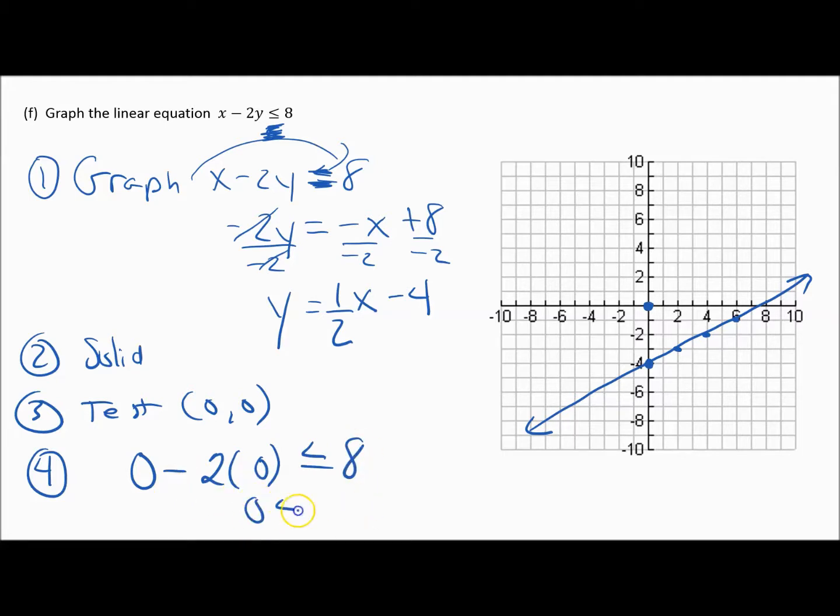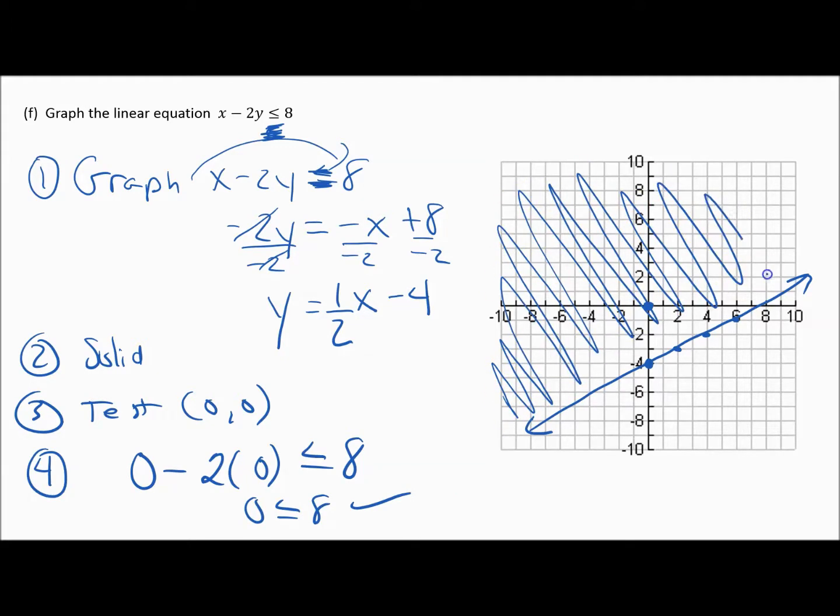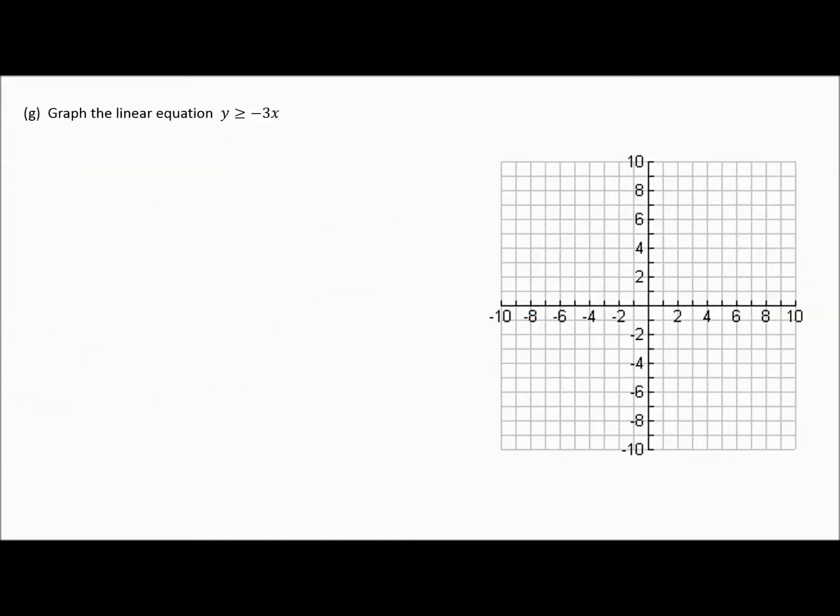Well, is 0 less than or equal to 8? Sure is. I'm giving you the impression that every time you pick 0, 0, it's true. It's not. It's not always true. It just happens to be these problems that I'm doing here. So there's my solution, all shaded. I got 3 more problems for you.